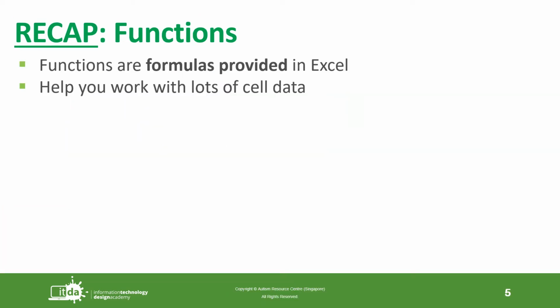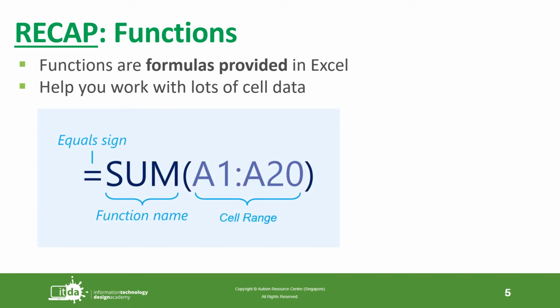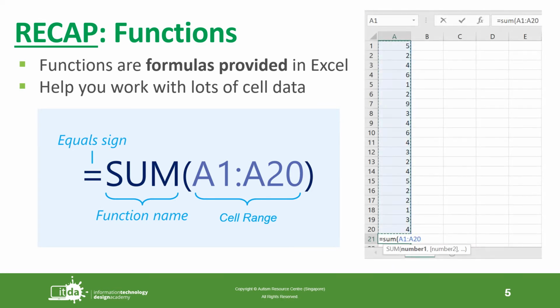Now, what about functions? We learned that functions are special formulas provided in Excel. And what do functions do? They basically help us to work with lots and lots of data. So not just simple 1 or 2 cells, many cells. So this is how a function looks like. If you remember, it looks a bit like a formula. It starts with an equal sign, followed by the function name, and then 2 brackets, and within the brackets, that's your cell range. So in this case, we are finding the total sum of the cells A1 all the way to A20. So this is what this function means.